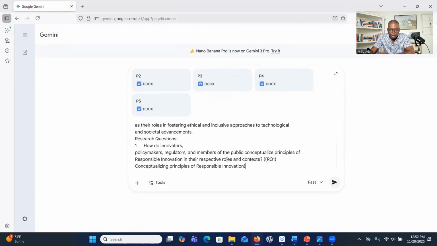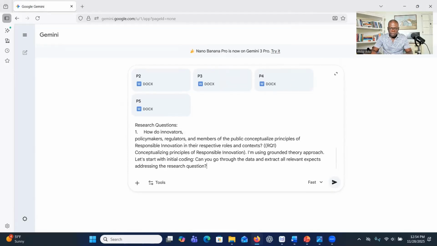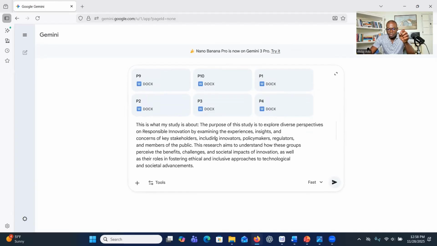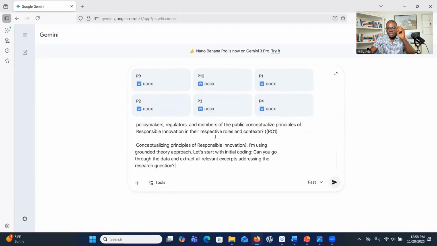I put the purpose of the study and also the research question that I want to address, right? As you can see here, I provided my research question and the purpose of the study, and I said I'm using a grounded theory approach. You have to tell the system the approach that you are using. I'm also telling the system, let's start with initial coding. And I ask, can you go through the data and extract all excerpts addressing the research question? So the principle here is that you always have to give context, and then tell the system exactly what you are doing and what you want it to do for you. This time I want the system to go through all the transcripts and identify information that is significant.